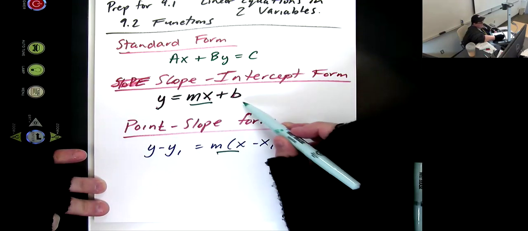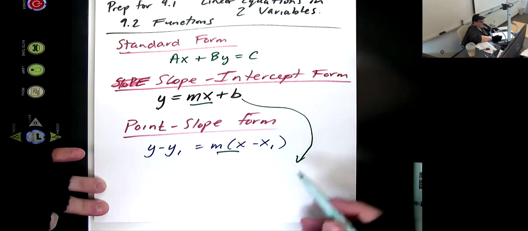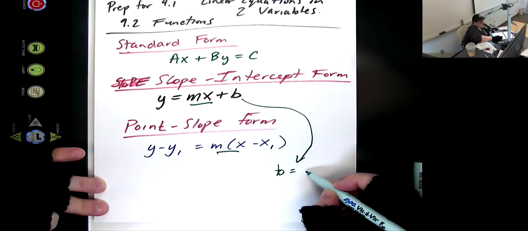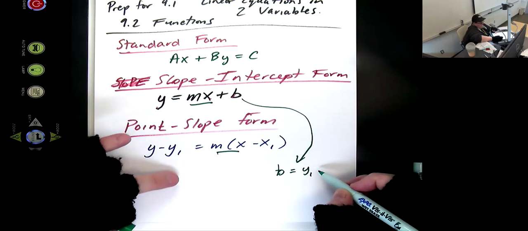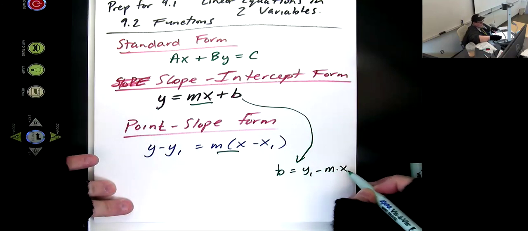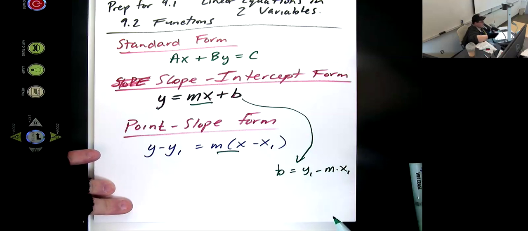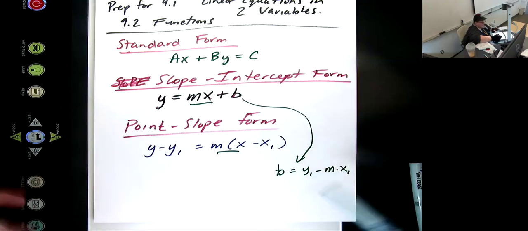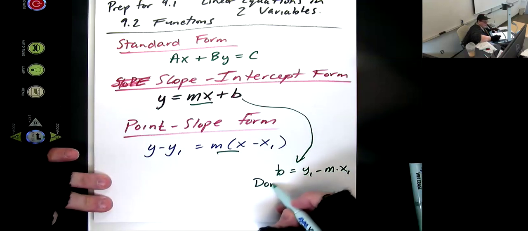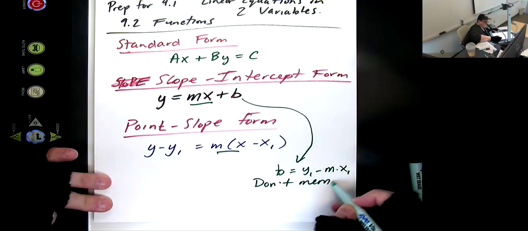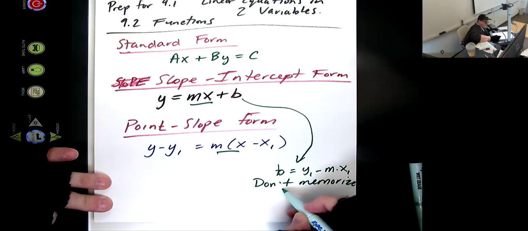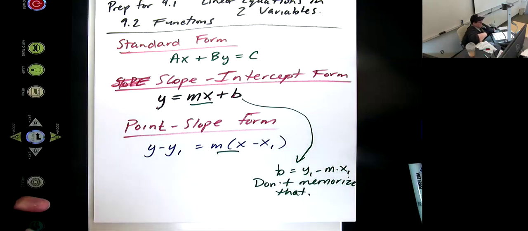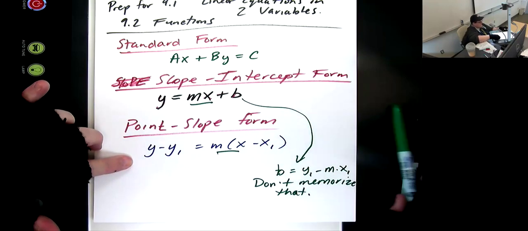So the b here is going to be the same thing as y1 after we add it over, minus m times x1. But that's not worth memorizing. Don't memorize this part, because if you've got it here anyways, you would just solve it.